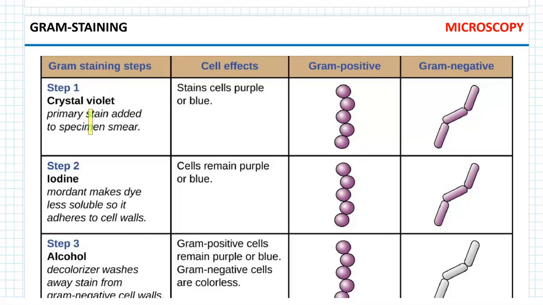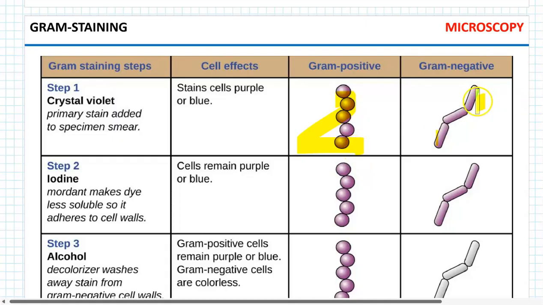So, what's going on here? When you do gram stain, let's say you have a mixed sample, right? Gram-positive, gram-negative, whatever, right? And you cover them with crystal violet, which stains all the cells, gram-positive, gram-negative. It stains them purple. All good? All right.